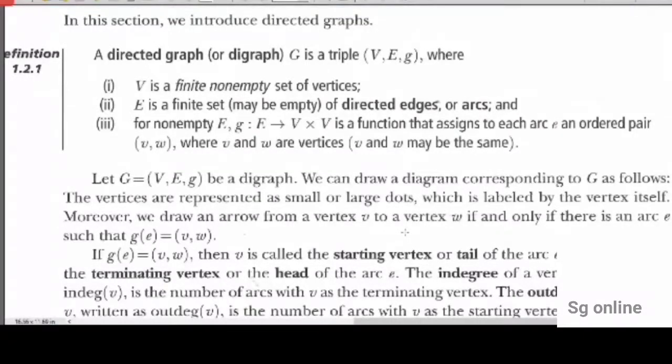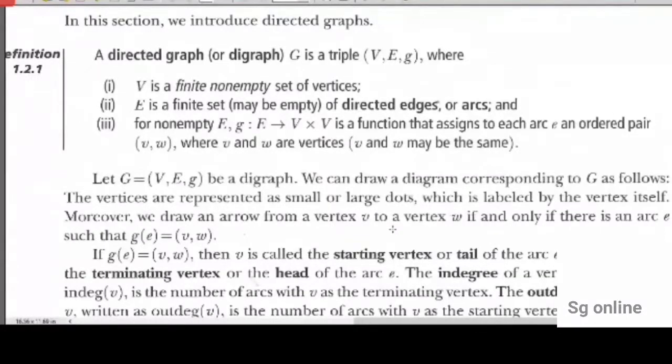So if there are no parallel edges, there might be loops. Loops are not problematic here, because a loop you can represent as v comma v. The ordered pair v comma v will represent a loop at v. But if you have several v comma w, and we want to make them distinct, then we naturally want the incidence function to make them distinct, while they have the same image v comma w.